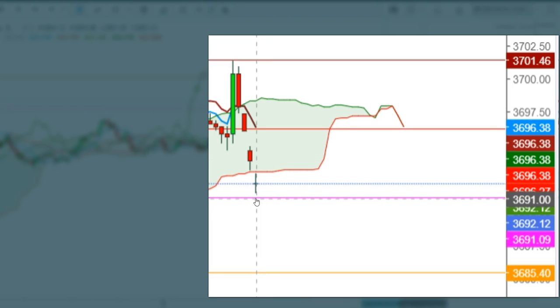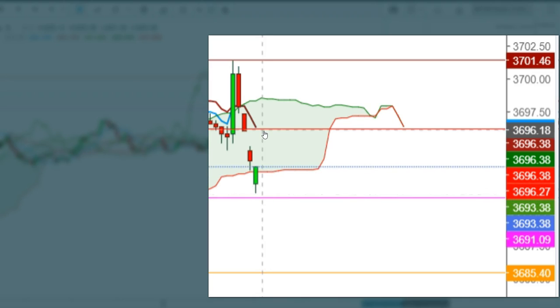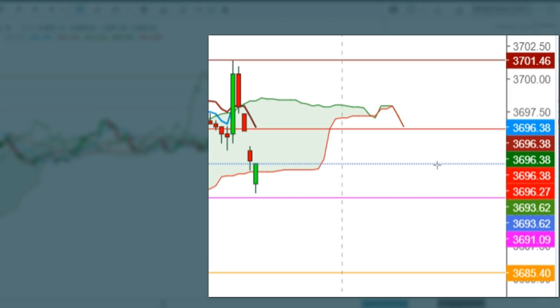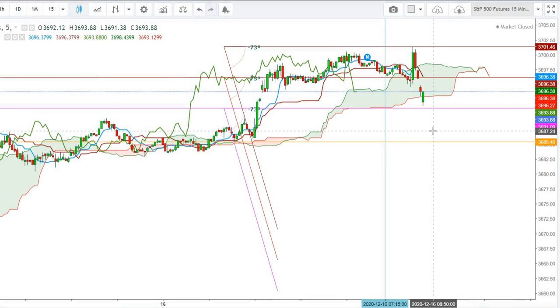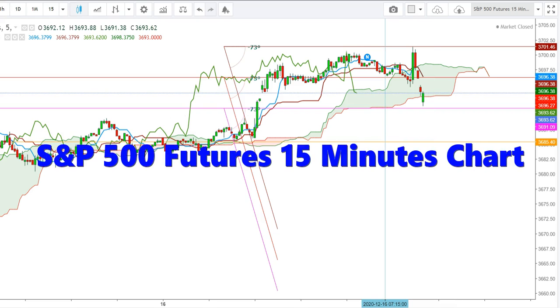Here you can see that the S&P 500 futures are trying to defend the immediate support of 3691, but if the S&P 500 futures are not able to break the immediate resistance of 3696, we'll see this weakness continue in the S&P 500 futures. Why am I saying so? For this, let us check this move in a 15-minute chart.